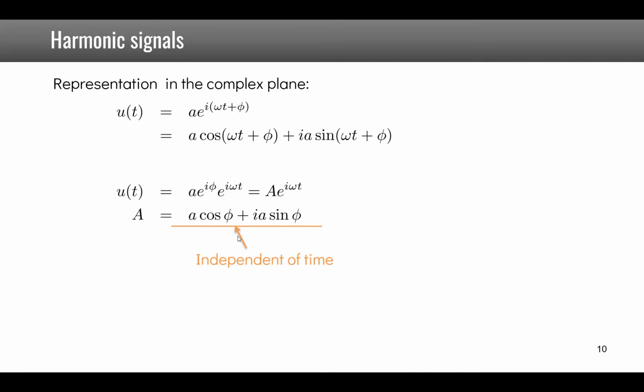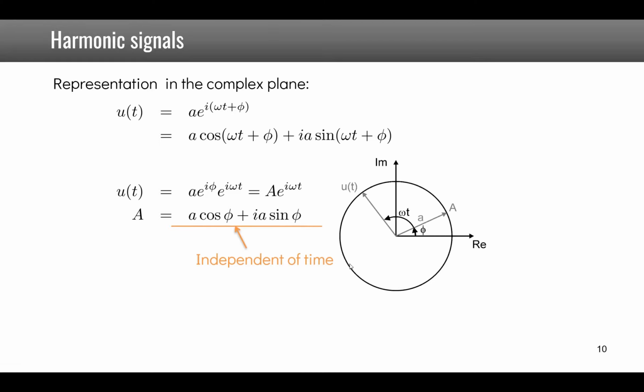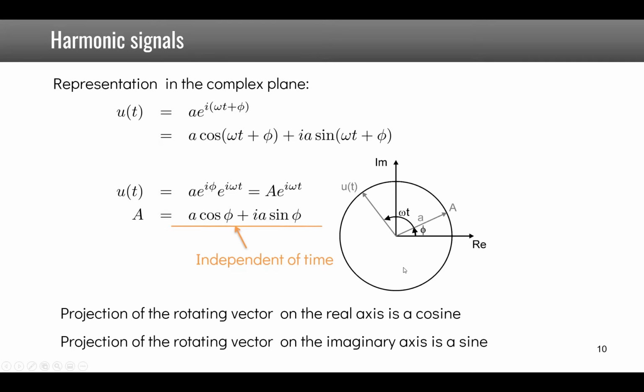If we want to represent A in the complex plane, we have here the real axis and the imaginary axis. A is here with an amplitude small a and a phase phi. Now, as you increase the time, you see that the vector is rotating around the circle so that its projection on the real axis is a cosine and the projection on the imaginary axis is a sine.